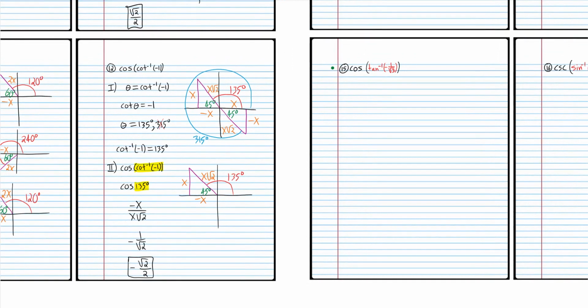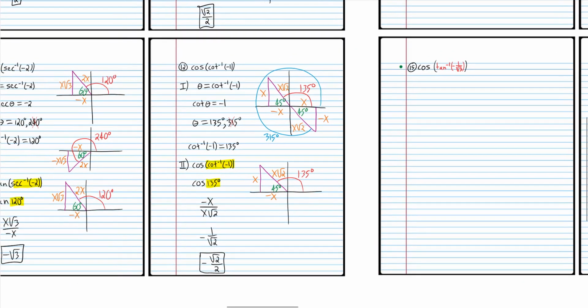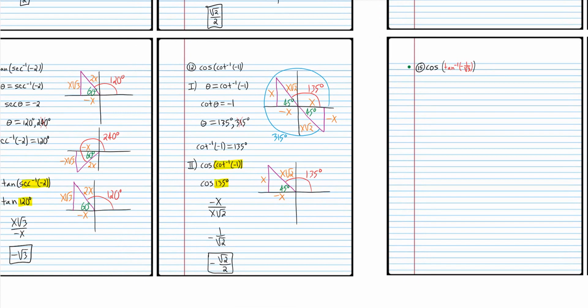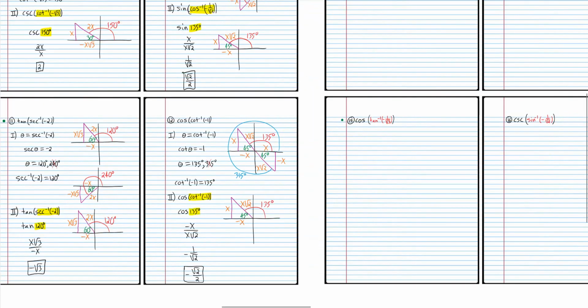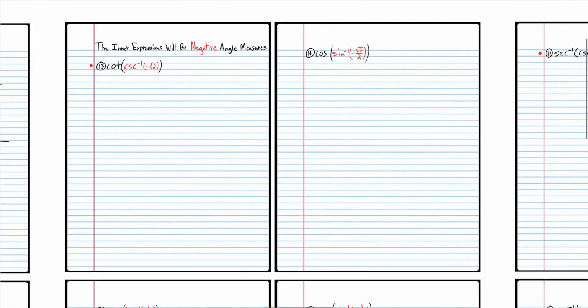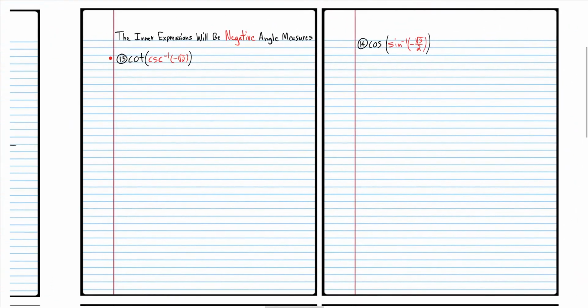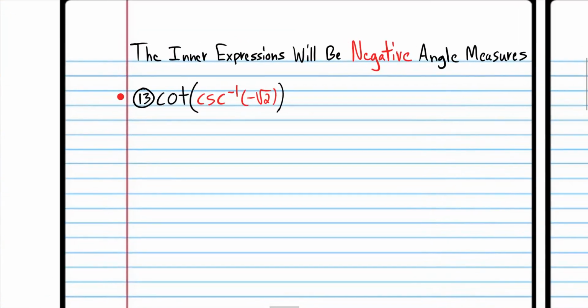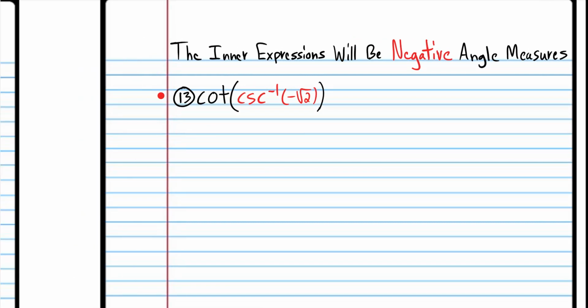Okay. If you got that one right, excellent. So now we're going to go to some problems where the inside angle is actually going to end up being negative. That red part there, the inside part, is going to be a negative angle. Otherwise, it's really the exact same problem that we've been doing.